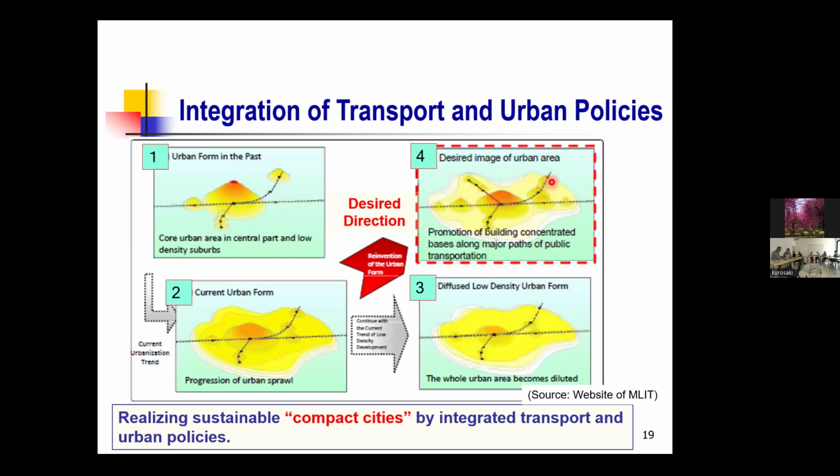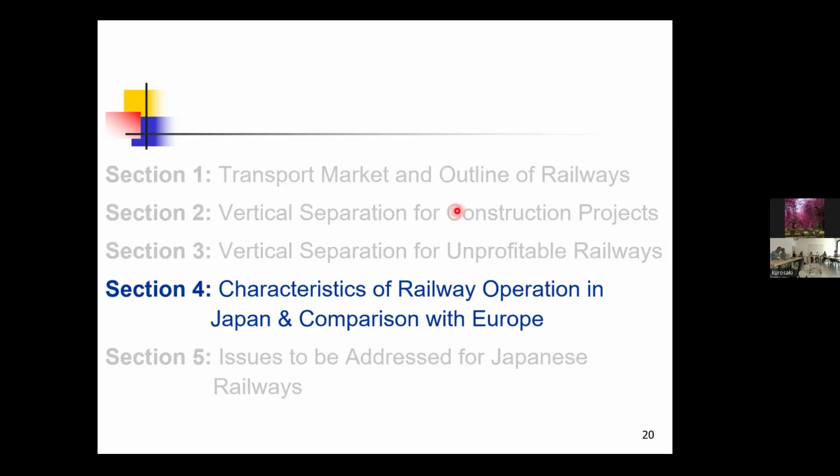And if the urban area of number 4 can be realized, people can spend comfortable life without relying on private vehicles, private cars. We call this direction compact plus network. And I think this concept can be applied to other countries as well. In section 4, I will explain about the characteristic of railway operation in Japan in comparison with European countries.